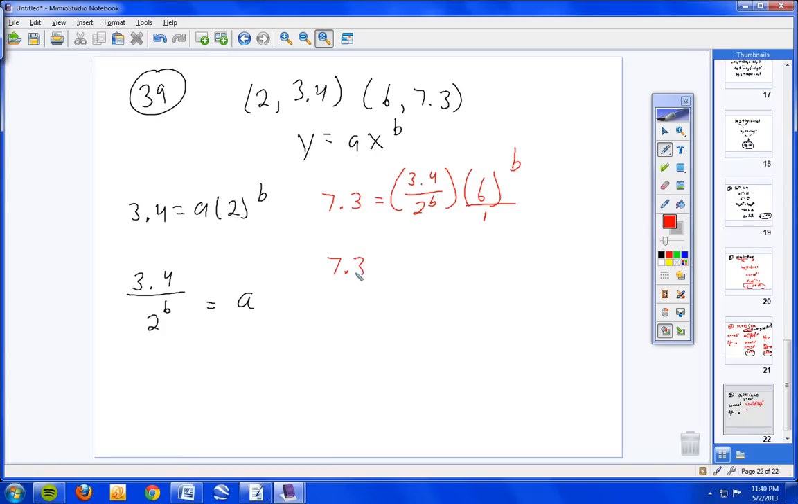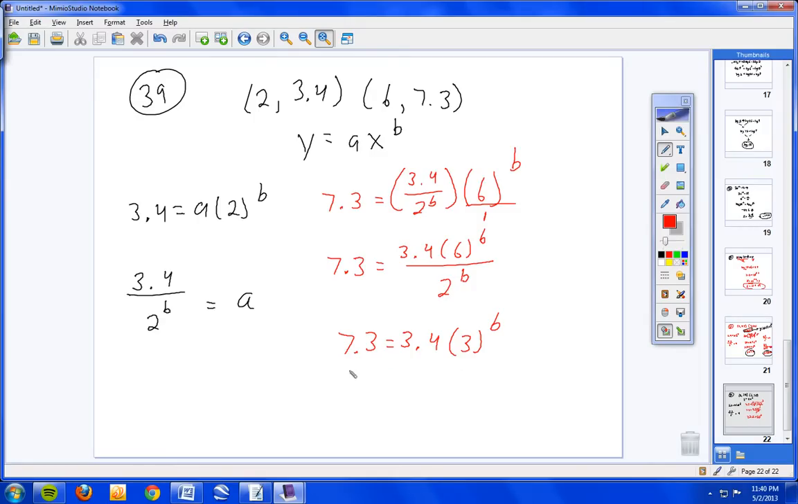And then we would have 7.3 equals 3.4 times 6 to the b over 2 to the b power. Now what you've learned is when you're multiplying unlike bases that have the same exponent, you divide the bases and keep the exponent. So 6 divided by 2 is 3. So now you would have 7.3 equals 3.4 times 3 to the b power, because 6 divided by 2 is 3.